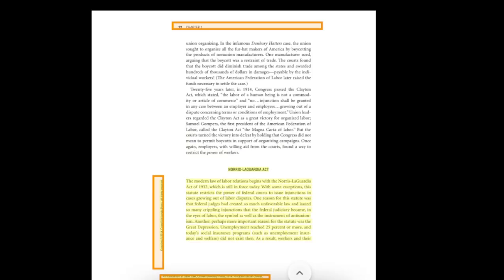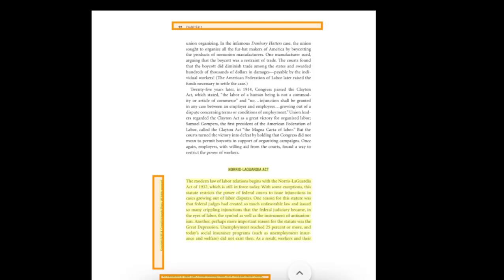Norris-LaGuardia Act. The modern law of labor relations begins with the Norris-LaGuardia Act of 1932, which is still in force today. With some exceptions, this statute restricts the power of federal courts to issue injunctions in cases growing out of labor disputes. One reason for this statute was that federal judges had created so much unfavorable law and issued so many crippling injunctions that the federal judiciary became, in the eyes of labor, the symbol as well as the instrument of anti-unionism.